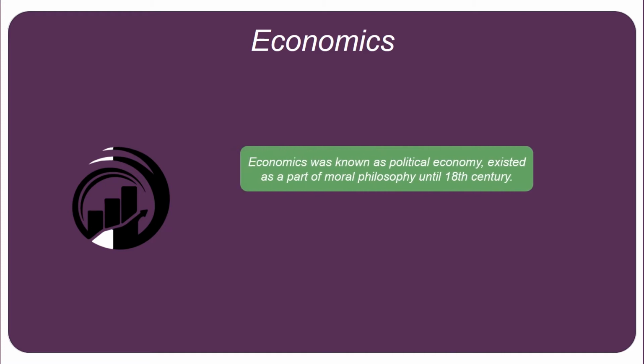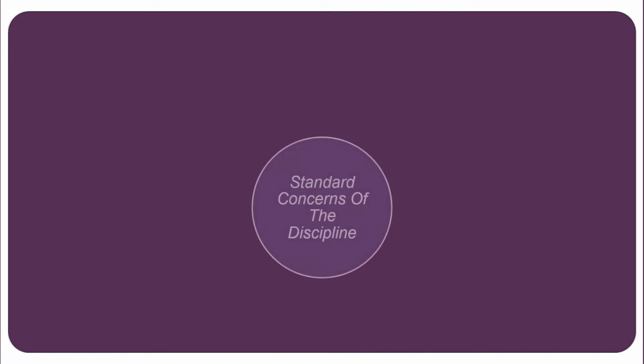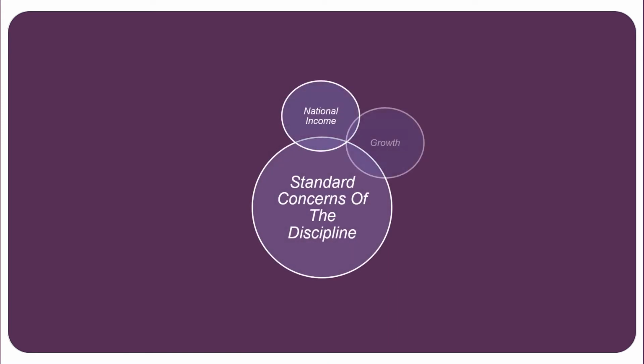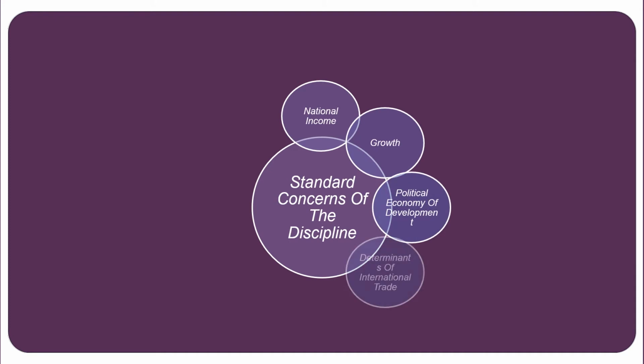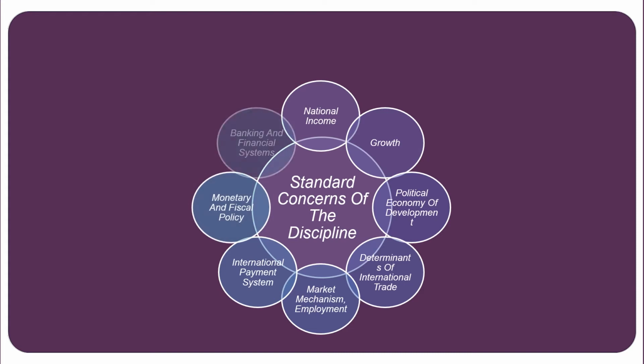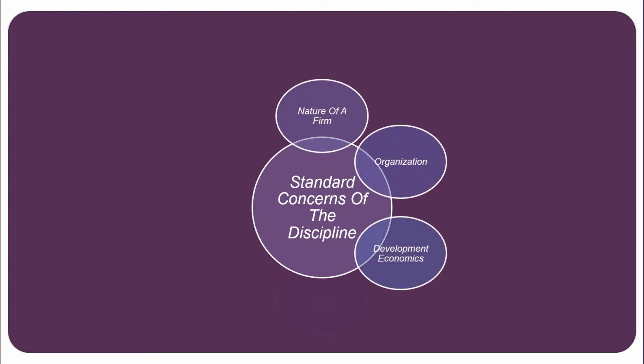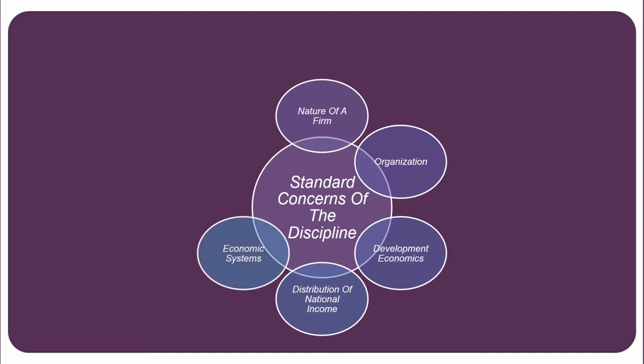Economics was known as political economy and existed as a part of moral philosophy until the 18th century. It began emerging as a distinct field with the emergence of capitalism. The standard concerns of the discipline are national income, growth, political economy of development, determinants of international trade, market mechanism, employment, international payment systems, monetary and fiscal policy, banking and financial systems, nature of a firm, organization, development economics, distribution of national income, economic systems, and structural transformation, etc.